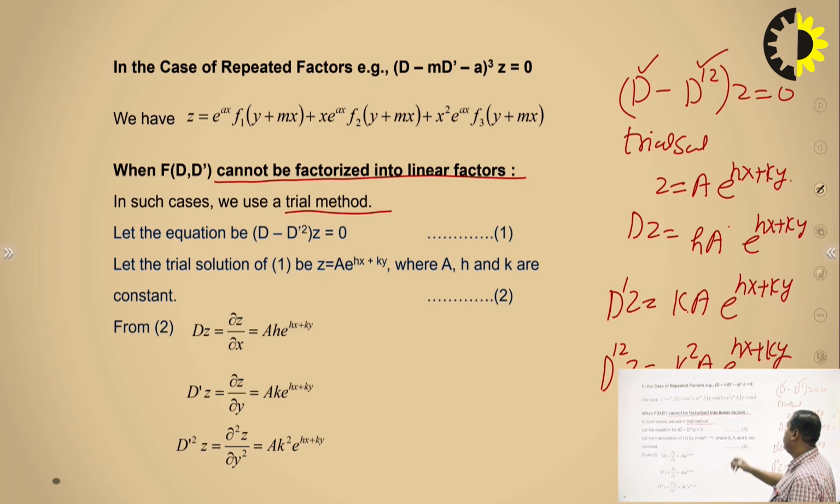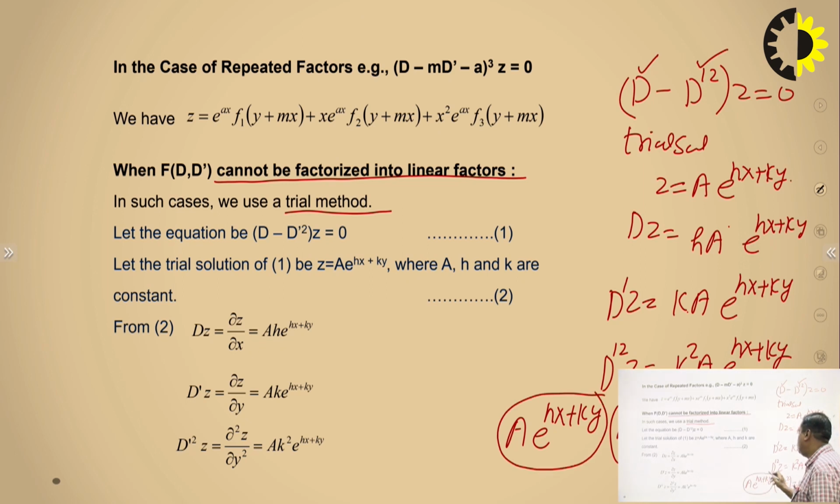If it has a solution, it must be satisfied. That means a e to the power hx plus ky is taken as common, and it becomes (h minus k square) equal to 0. This factor is not equal to 0 because it is a trial solution. That means h minus k square is equal to 0, which implies k square is equal to h.